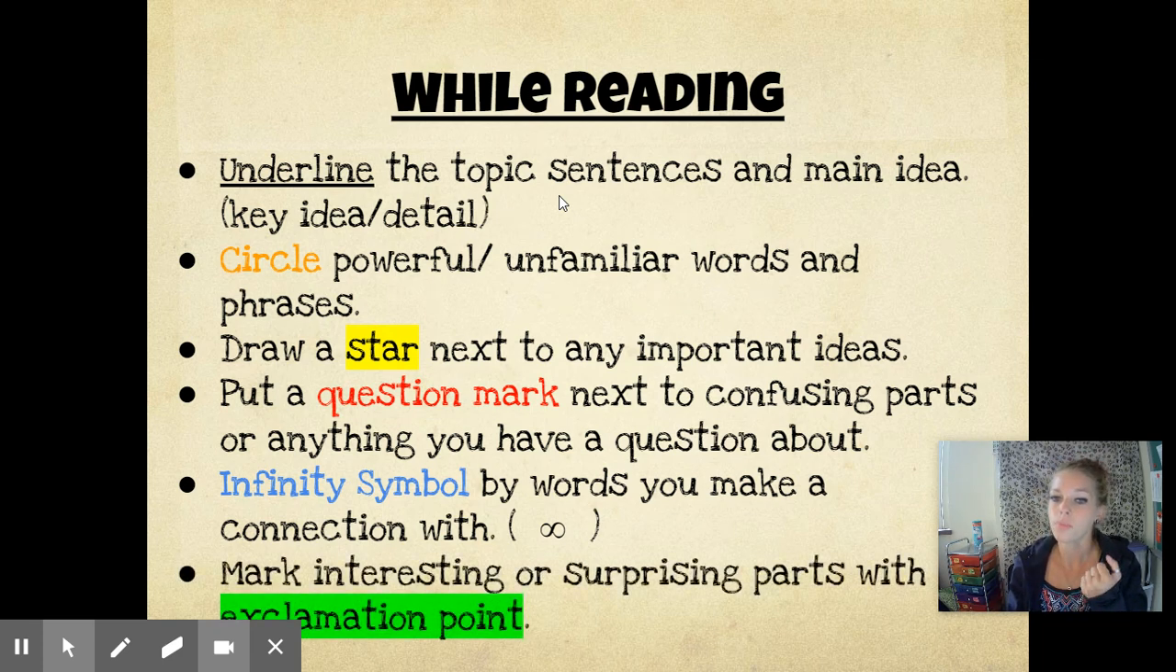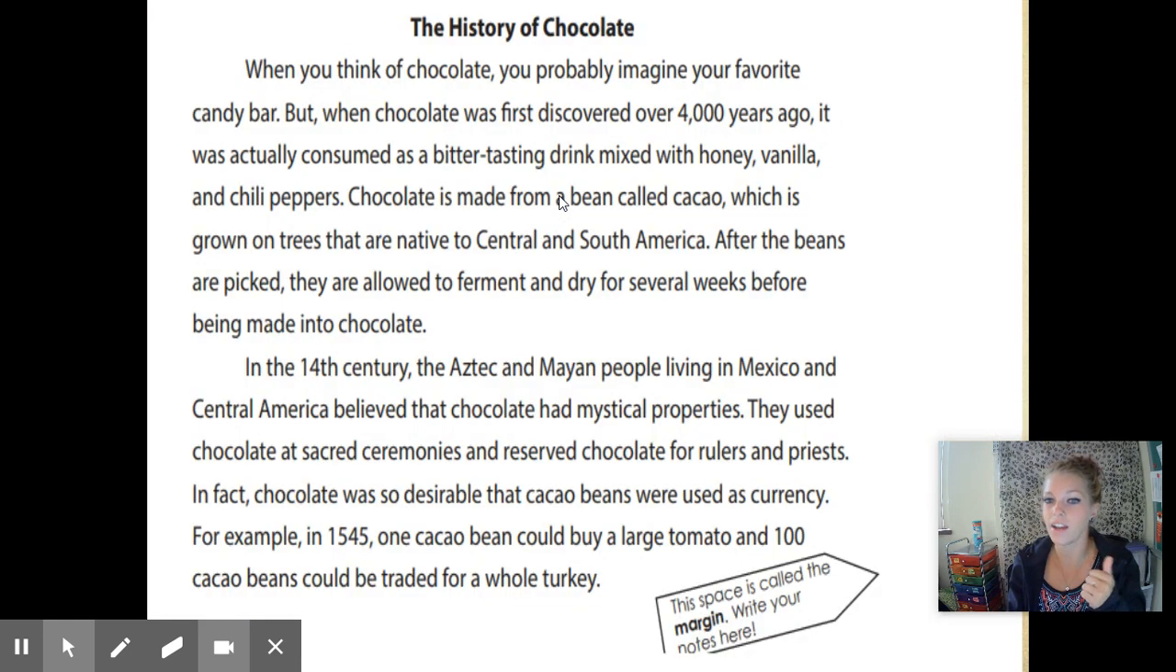Mark interesting or surprising things with an exclamation point. Once again, I feel like it's pretty straightforward. If it's exciting, exclamation point. Tell me why it's exciting. So this is an example I want to explain with you and then show you how to annotate.